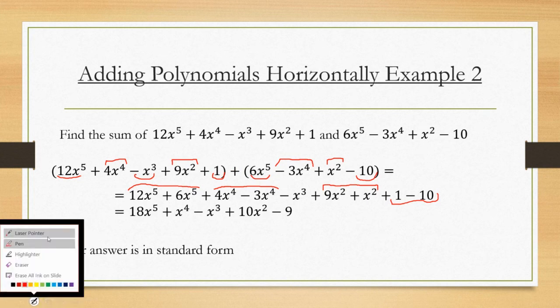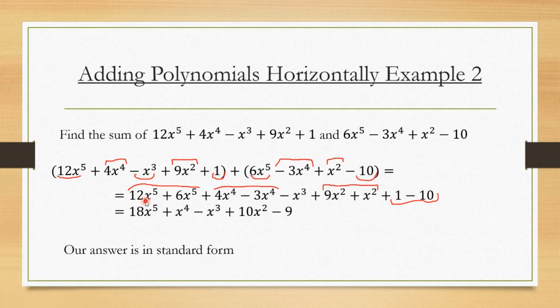12x to the 5th plus 6x to the 5th is 18x to the 5th. Right? Again, we just add coefficients together. 4x to the 4 minus 3x to the 4, that's x to the 4. Minus x cubed, again, we just leave it alone. We can't combine it with anything. 9x squared plus x squared, we get 10x squared. 1 minus 10 is minus 9, so this is our answer.